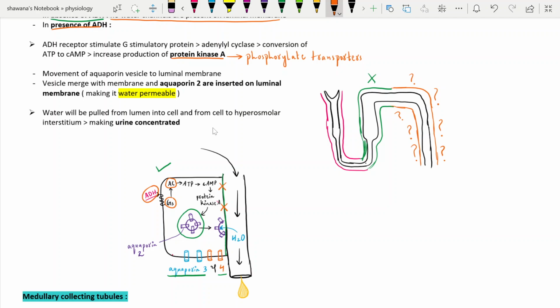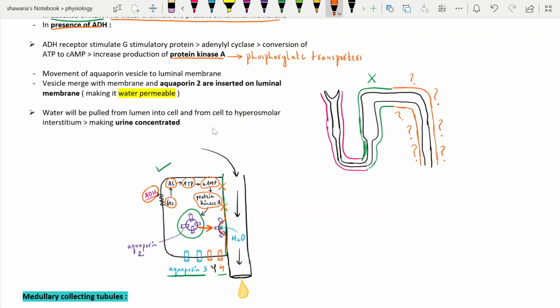This cAMP will upregulate the function of protein kinase A, and this protein kinase A has the function of phosphorylating some proteins. What will it phosphorylate? It will cause the phosphorylation of certain transporters that will cause the movement of vesicles towards the luminal membrane, and when this vesicle is moving towards the luminal membrane, eventually this vesicle membrane will merge with the luminal membrane, and these aquaporin 2 are expressed or planted on the luminal membrane.